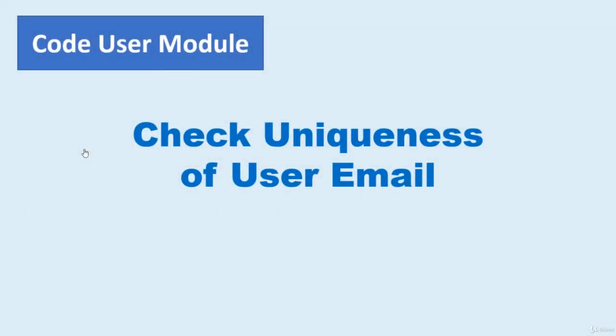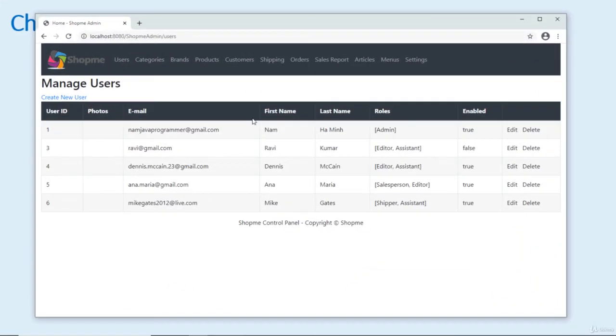In this lecture, I will guide you how to write code for checking the uniqueness of user email when creating a new user. According to the functional requirement of the project, the user email must be unique in the database. There won't be two users having the same email. So far, we have some users in the database, as you can see here.